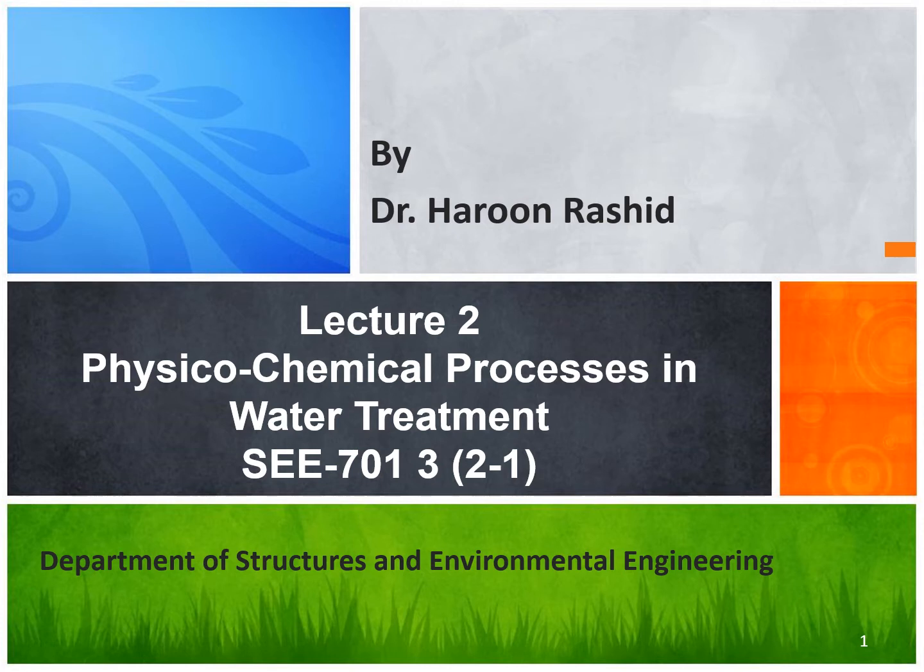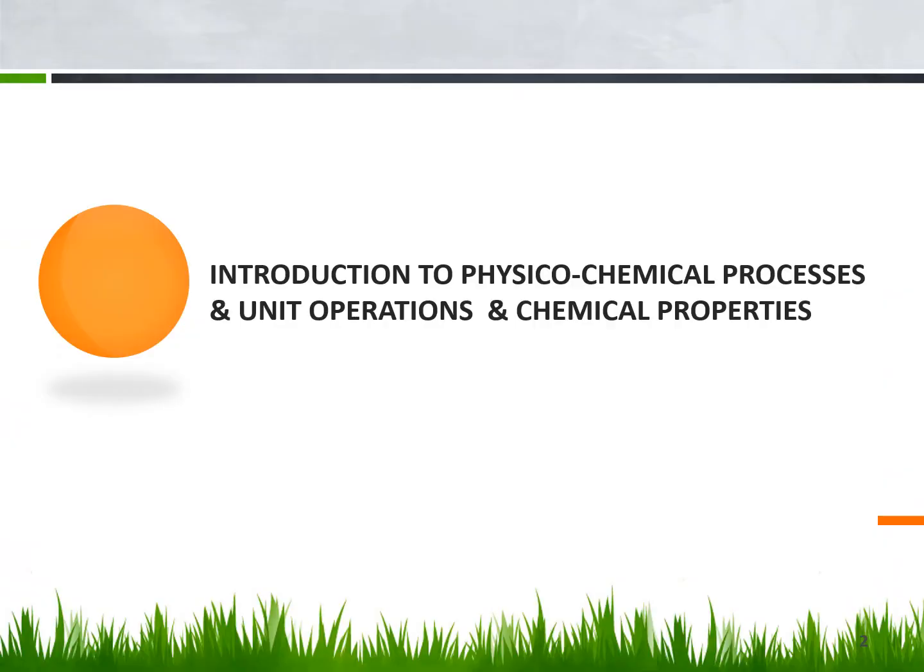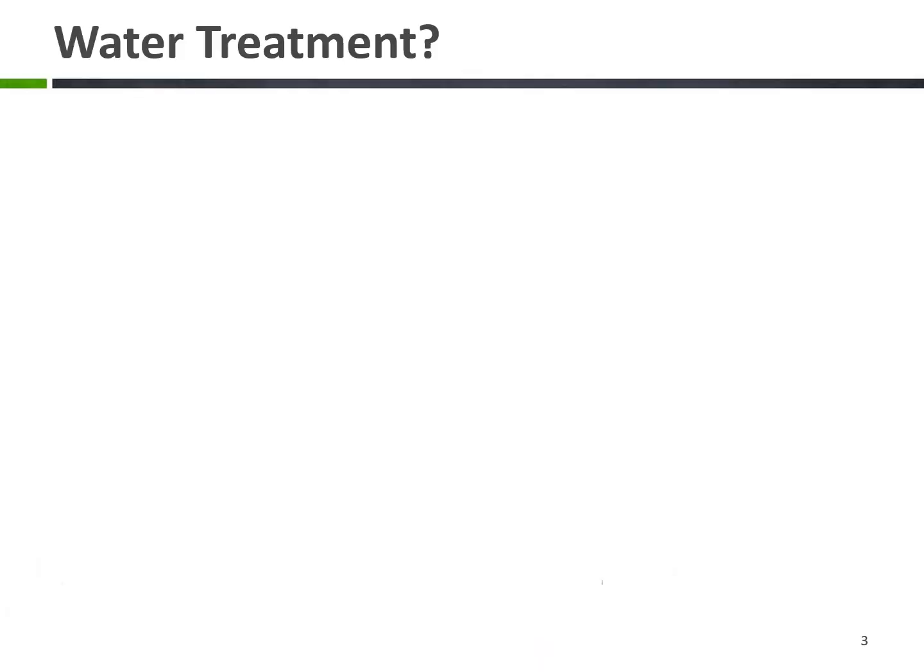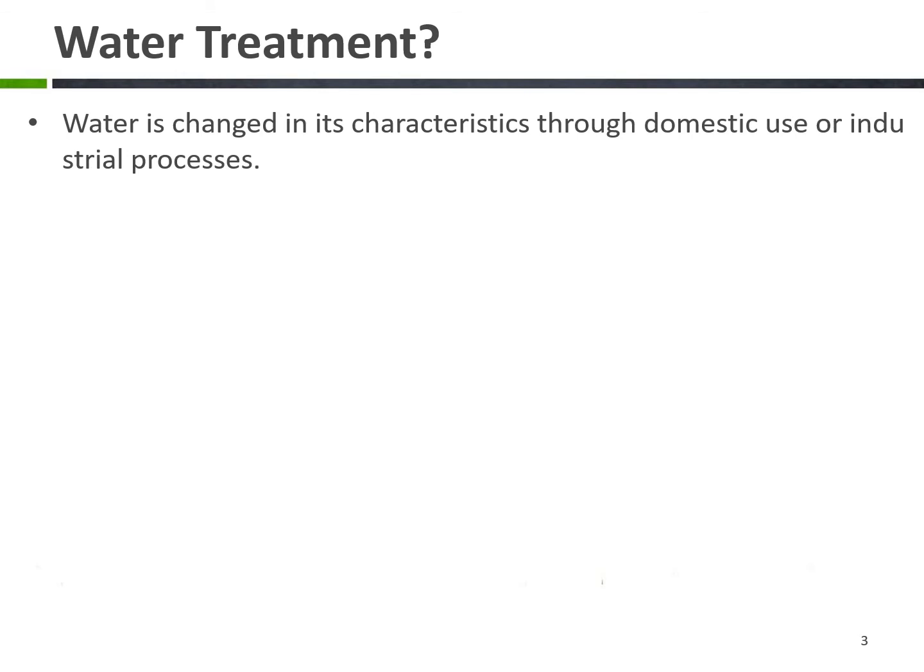So today's lecture is going into detail. We will be having a brief look into the sources of pollution so that we can understand what kind of characteristics water can have. So this is the introduction to physicochemical processing, unit operation, chemical properties. So what is basically water treatment?